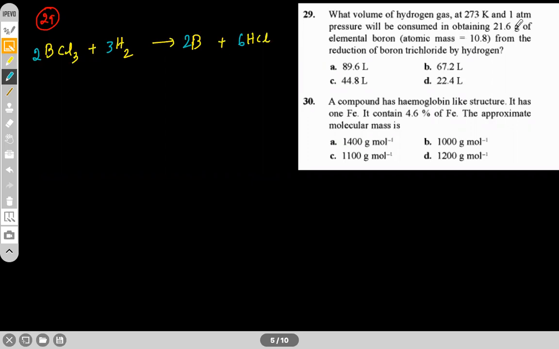Now, it says 21.6 gram of elemental boron. So this mass is given, 21.6 gram. So what is the mole we get? 21.6 divided by 108, 0.2 moles of elemental boron forms in this reaction. We need to find out what volume of H2 gas is required at this temperature. So again, we have to find the volume. So we have to assume STP here, because the moles and volume relation we can only define at STP. We can say 1 mole of any gas occupies 22.4 liter at STP.